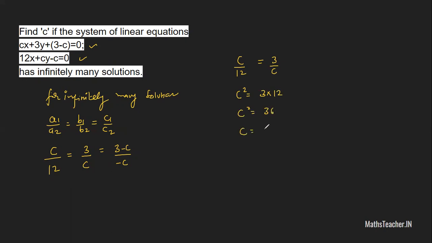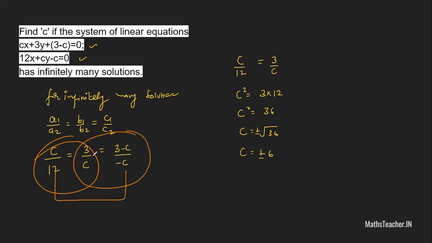The square can be converted into the square root on the other side, and whenever there is a root, there are two signs, plus and minus. So it is coming out to be plus 6 as well as minus 6. I have already told you if we get a single answer, then there is no need to solve further. But right now we are having two particular values of c, so we have to solve further. Initially we have taken only the first two ratios, but since there are multiple values, we have to take the second one and the last one.